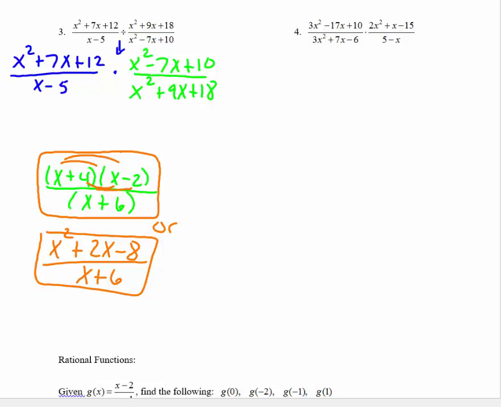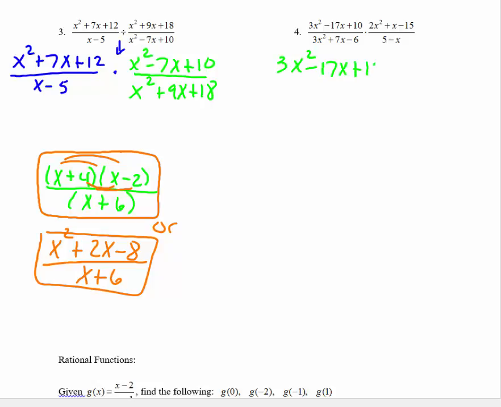So let's look at number 4. We have multiplication, so we don't need to do any flipping. But what method are we using here? We're using the AC method with 3x squared minus 17x plus 10 all over 3x squared plus 7x minus 6 times 2x squared plus x minus 15 all over 5 minus x. So 3 out of the 4 terms are going to have to be factored. So looking at 3x squared minus 17x plus 10, I'll do this one, and I'll let you do the others.